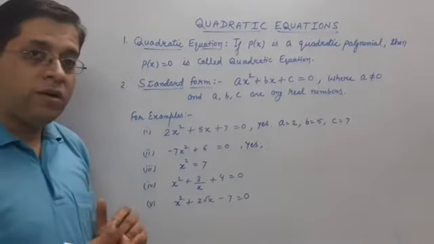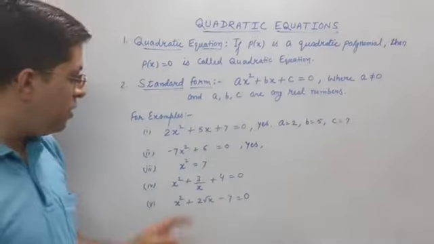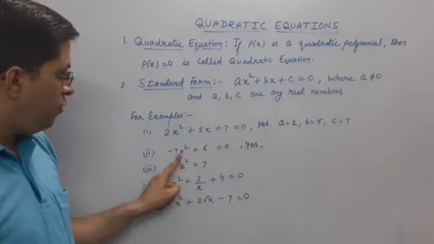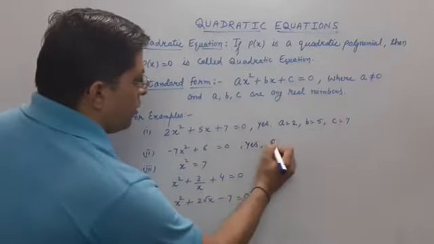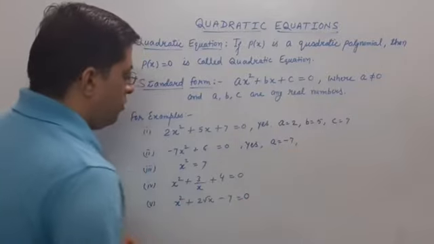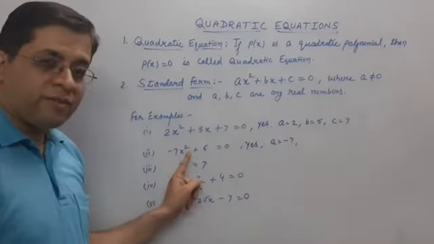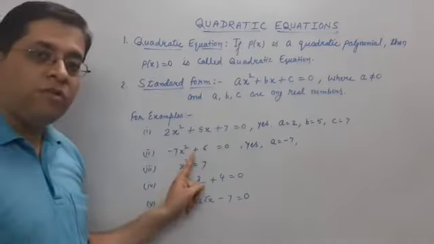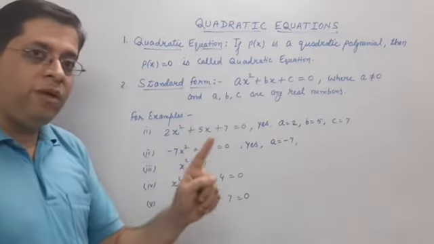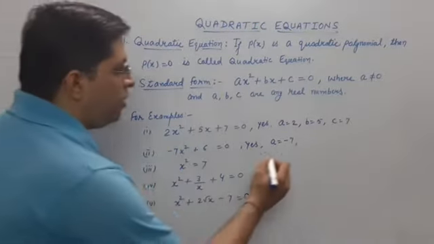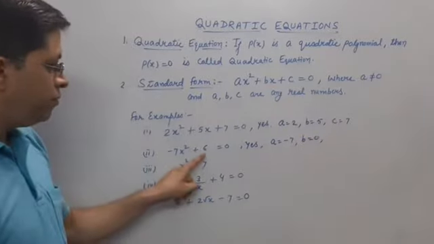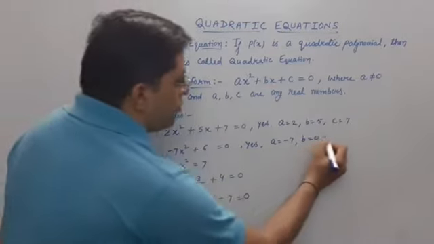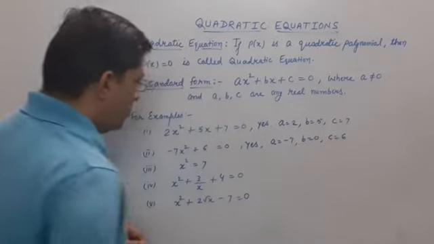Okay. Second thing, what are the values of a, b and c? A is the coefficient of x square. Clearly see here, this is minus 7. A is equal to minus 7. Now the coefficient of x. Here the x term is not there. It means clearly b will be 0. Here b is 0. And what is the constant? 6. This is c is equal to 6.